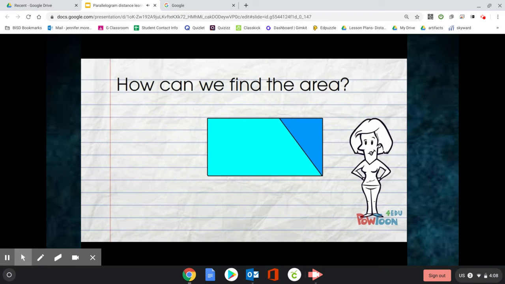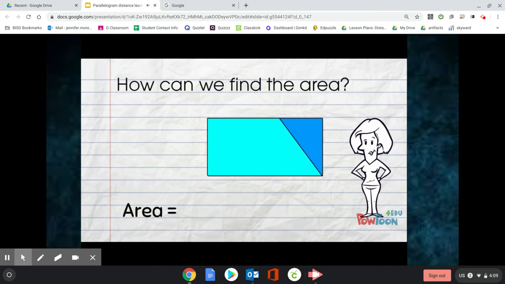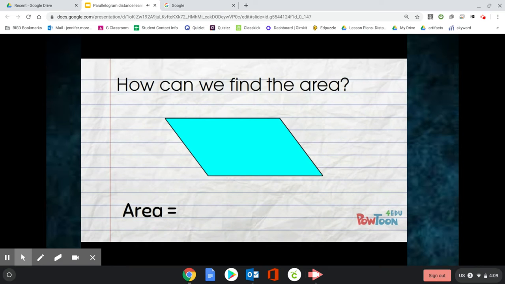I didn't take anything away. The entire area of the shape is still there. I just rearranged it to form a rectangle. And you know how to find the area of a rectangle, length times width. But for a parallelogram, we say the area is base times height.